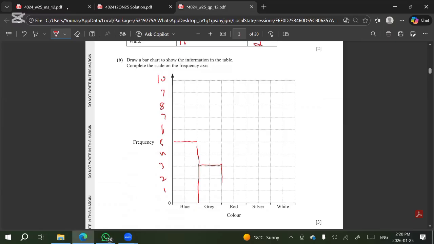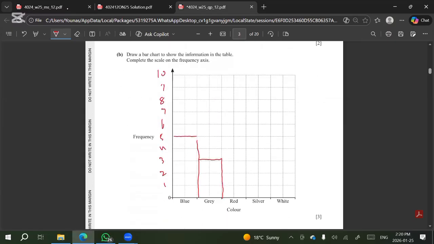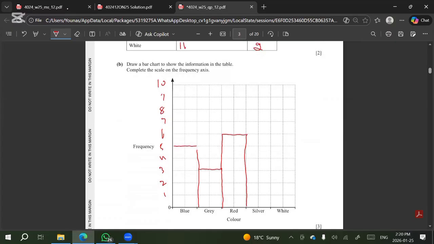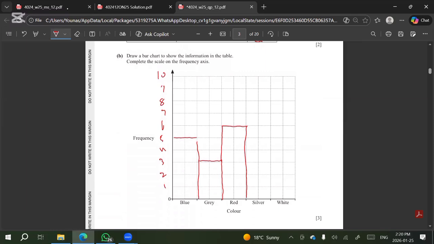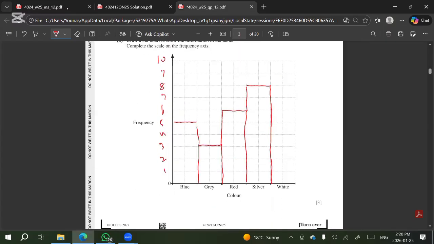So the gray will go like this. Then we have the red. For that, we have 6. For 6, I will draw it like this. You have to draw them with the scale. Okay. I'm drawing them with the stylus. 8 is for silver, the frequency is 8. Okay. So here we go. And then we have 2. For white, we have just 2. So this is how you draw the bar chart.